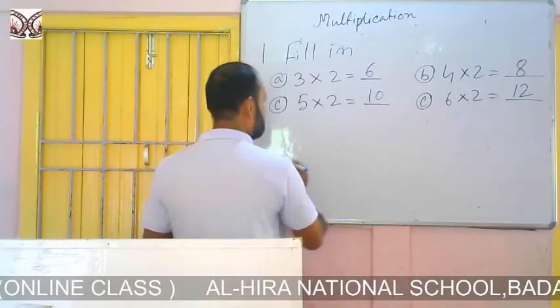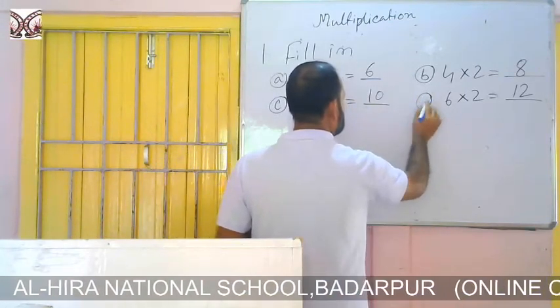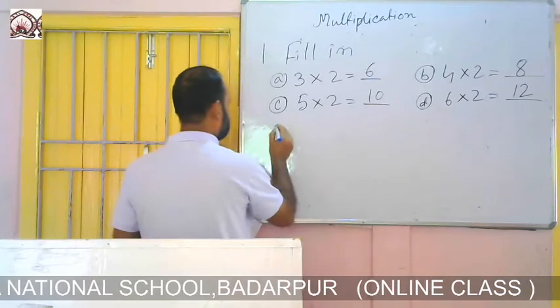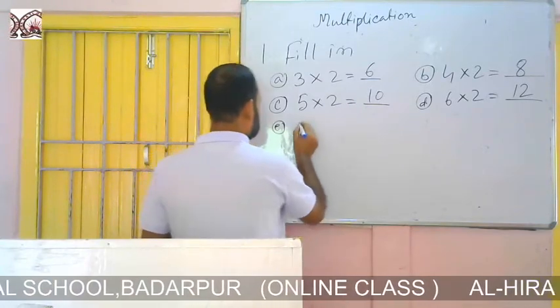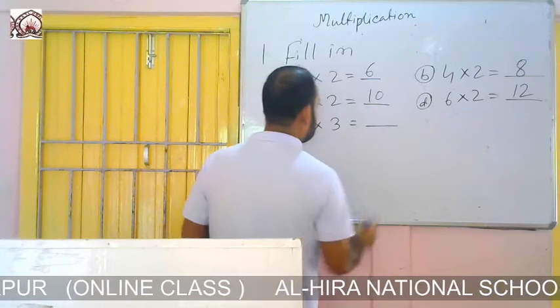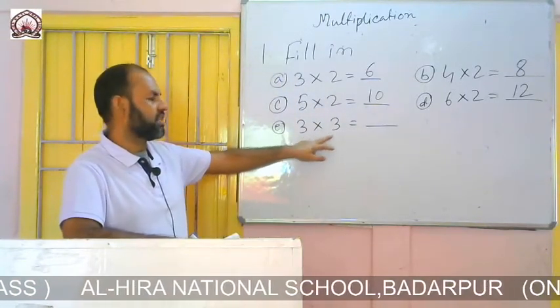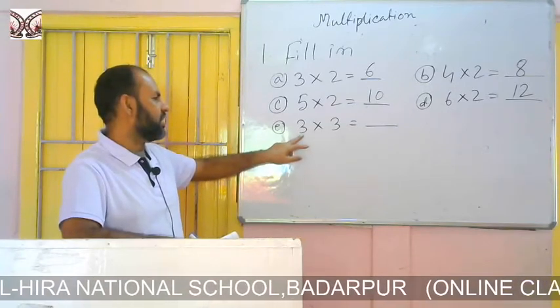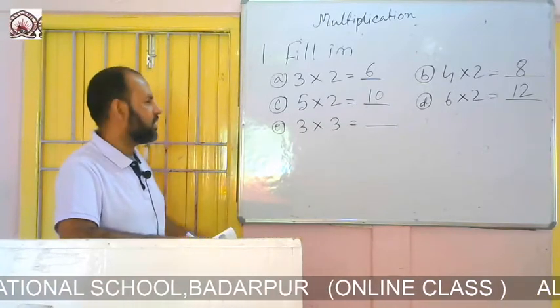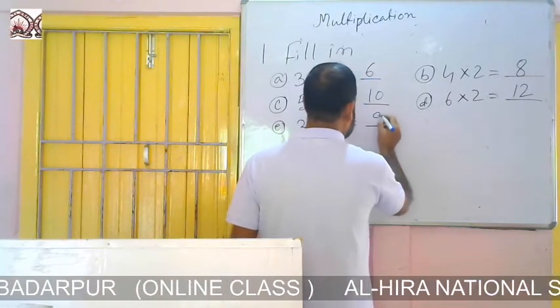Next, E, 3 into 3. So we count table number 3, 3 1s are 3, 3 2s are 6, 3 3s are 9. That means 3 times 3 is 9.